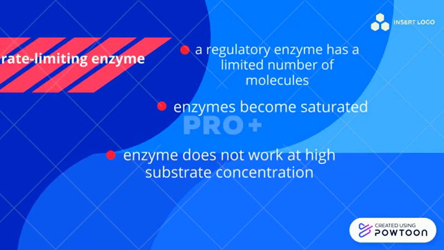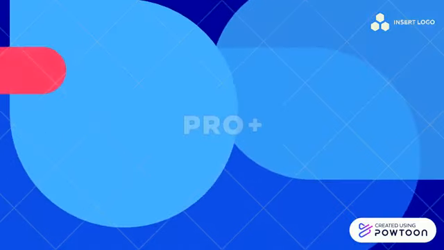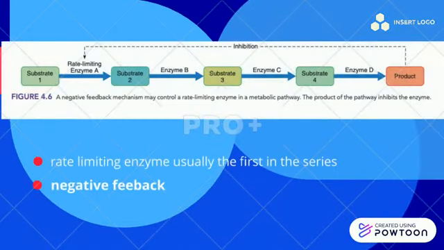Because the enzyme does not work faster at high substrate concentrations, it gets its name rate-limiting enzyme. To further simplify this, it means that the rate of reaction is not limited by the substrate availability, but only by the activity of that enzyme. Rate-limiting enzymes are often found at the beginning or first of the reaction sequence.